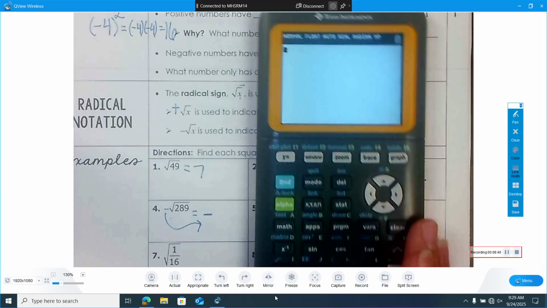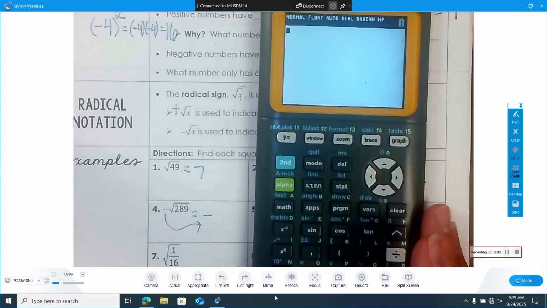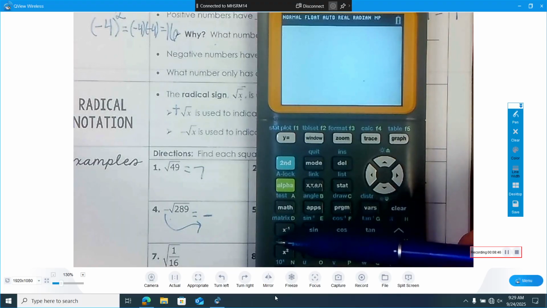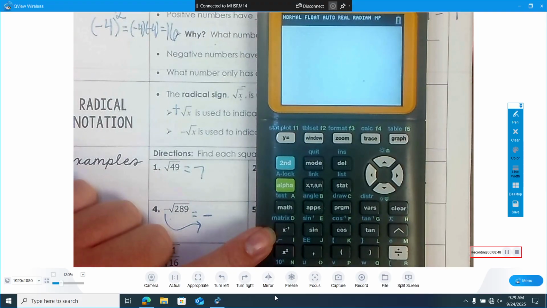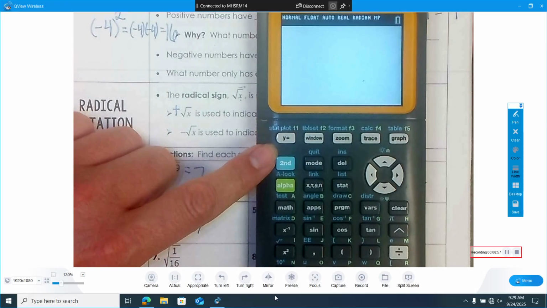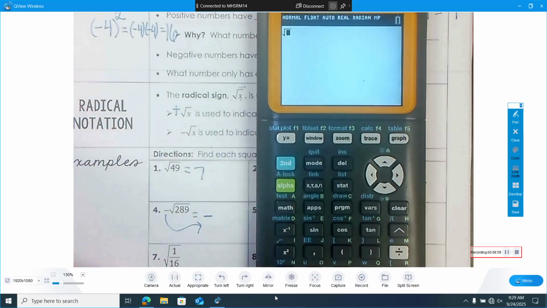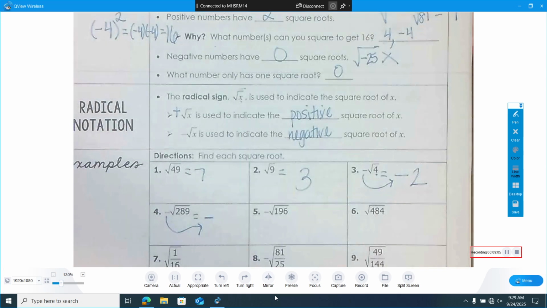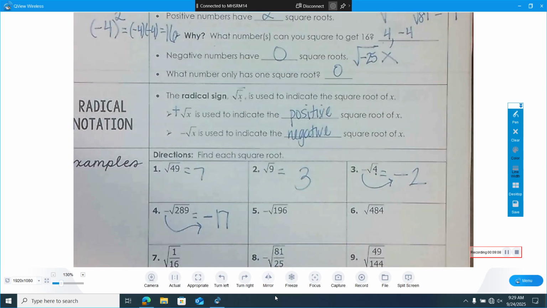My calculator. Okay, on your calculators, ladies and gentlemen, you do have a square root button. You can see it right here. Can you see my finger right there? And what color is that square root symbol? Blue. What does that mean if it's blue? You got to use the second button. So we do second square root of 289, and we get 17 with a negative out in front.